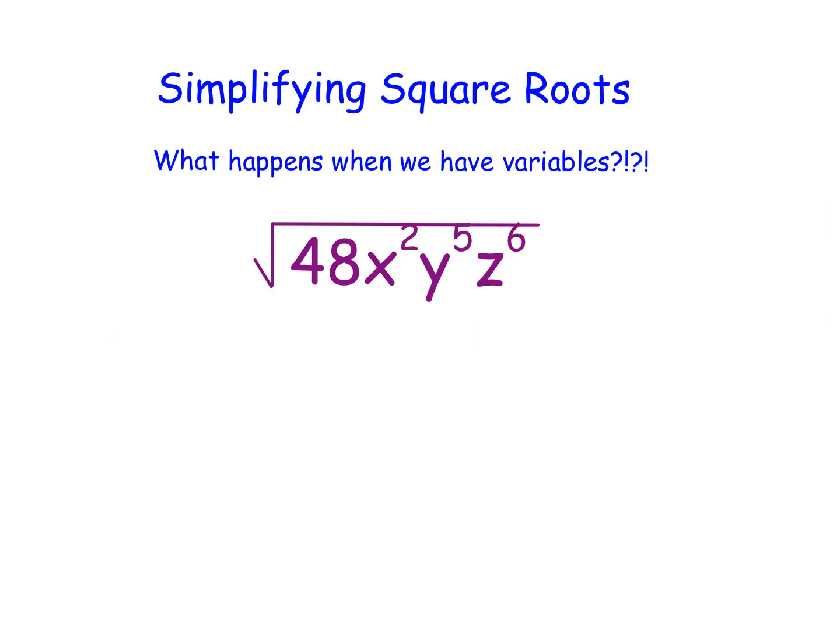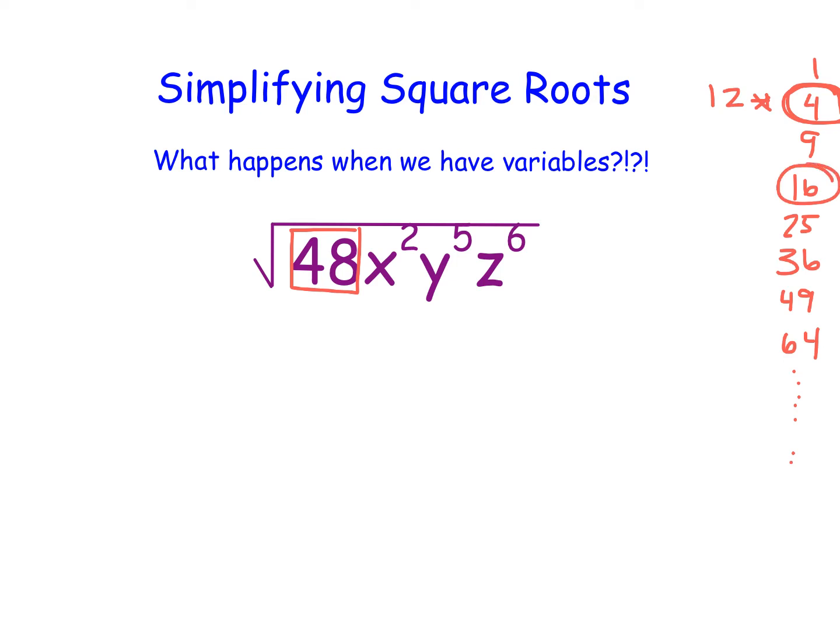So now that we've mastered simplifying regular square roots, we're going to look at what we do when we have variables involved. What's really cool about these is that the number part is exactly the same. So we still pay attention to our perfect squares, and we look at 48 and think, what perfect squares is 48 divisible by? If I look at the perfect squares on the screen, I notice that 48 is divisible by both 4, because that's 12 times 4, and 16, because it's 16 times 3. So I know that I can rewrite it as any of those.